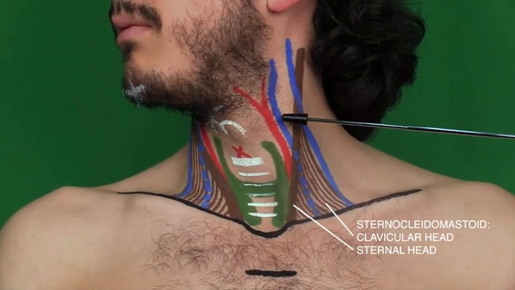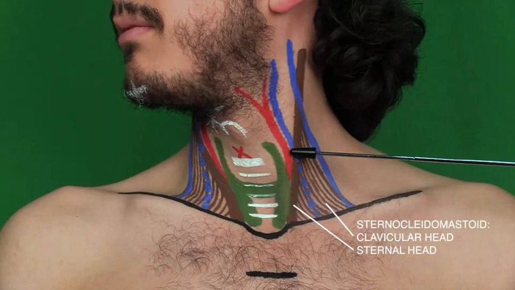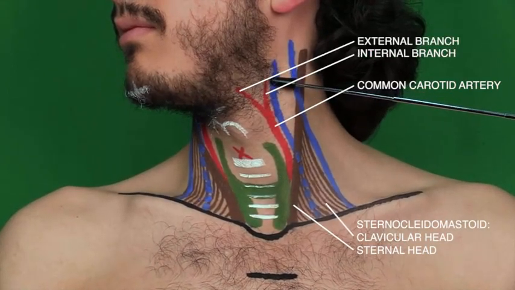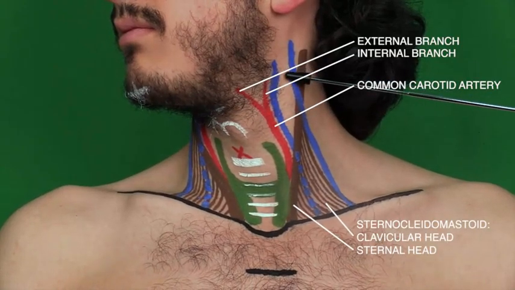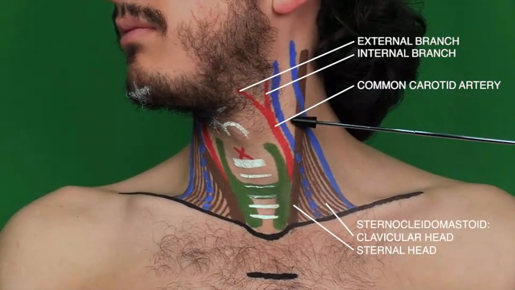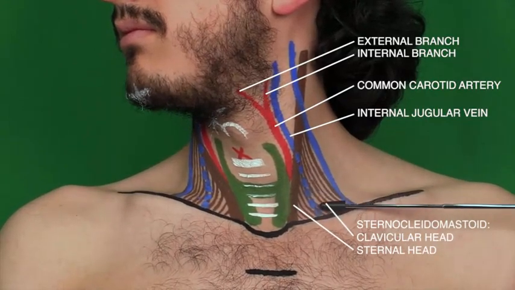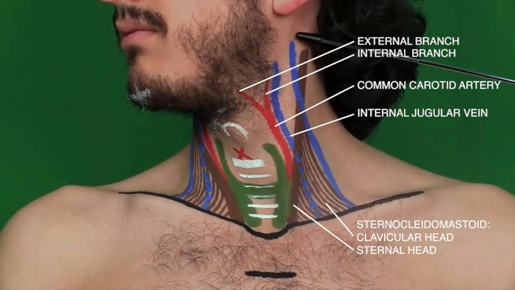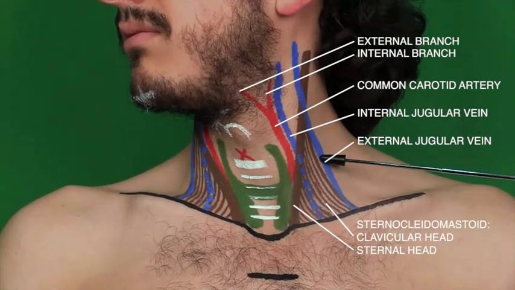Medial to the sternocleidomastoid, we see in red the common carotid artery dividing into external and internal branches, and then lateral to the carotid, we see the internal jugular vein, now running posterior to the sternocleidomastoid, and lateral to them, we see the external jugular, which runs superficial to the sternocleidomastoid.